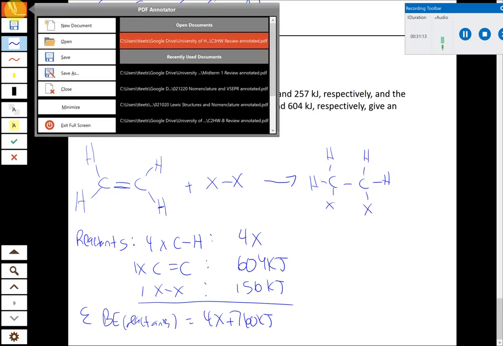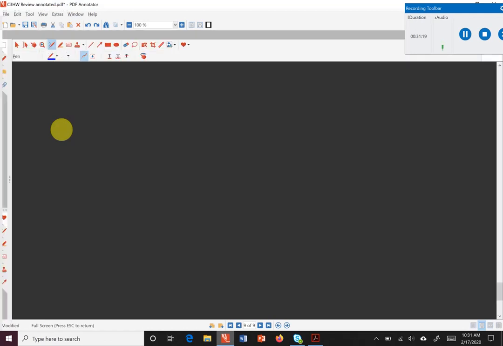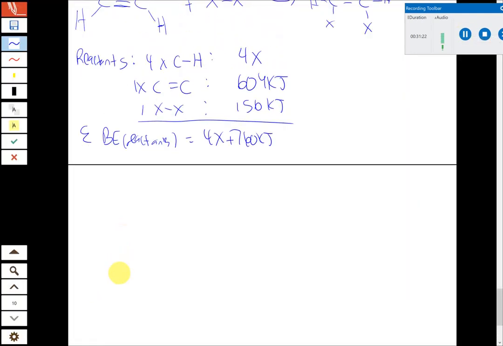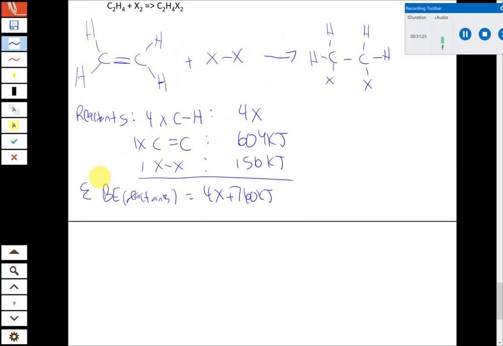Let's see if I can figure out how to add a page. All right, so I was able to add another page, give us some more room to work here. So we're going to do the same thing on the product side, calculate up the bond energies. In this case, we just have one product, but it has a lot of different bonds in it. It's going to have still 4 CH bonds, 1, 2, 3, 4. And before we called the CH bond energy x, we don't know what it is. On the product side, we have 2 CX bonds. So whatever this X atom is, we have 2 bonds between carbon and X.